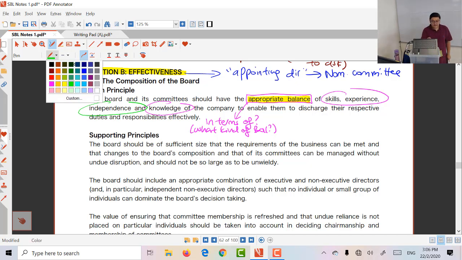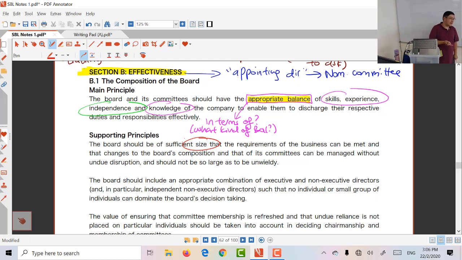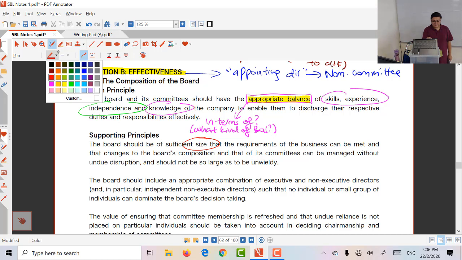Okay. And then it goes on and says that the board should have sufficient size. Now, balance of size is also a kind of balance, right? The balance of skill, balance of independent, balance of size. Okay?